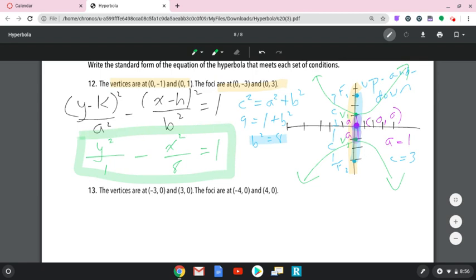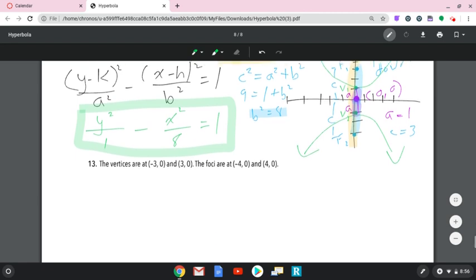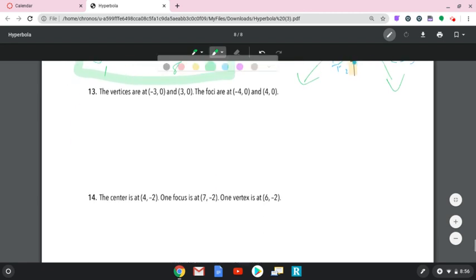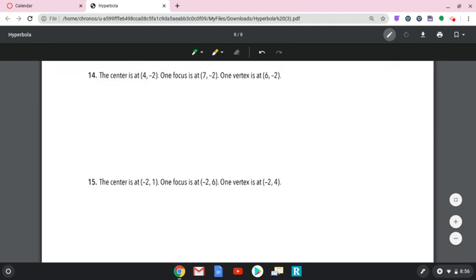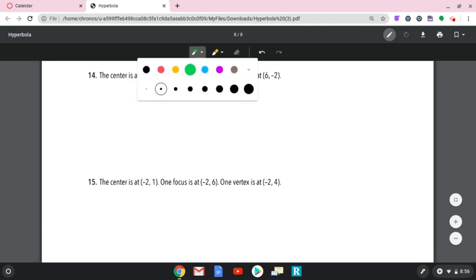All right, guys? Now let's skip 13. That's one of your homework problems. So 13 is going to be one of the homework problems. Now let's take a look at 14. Now 14, they're giving me the center, one focus point, and one vertex. A little different, so let's take a look at that.